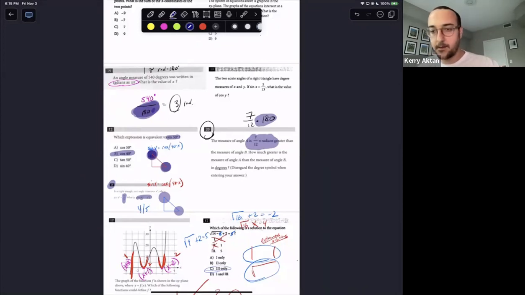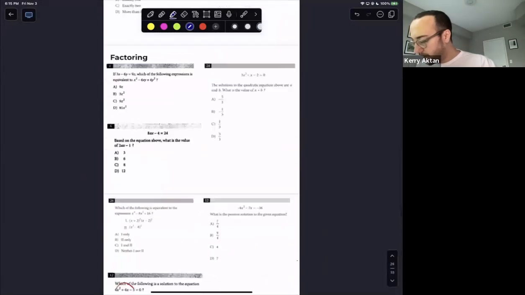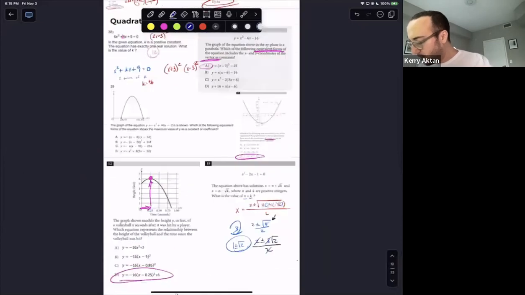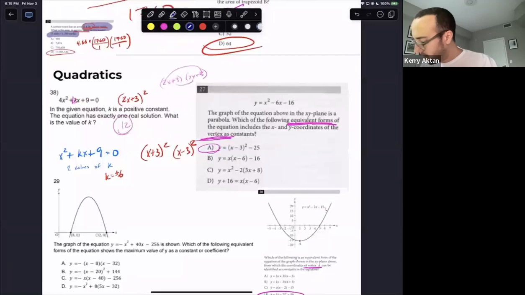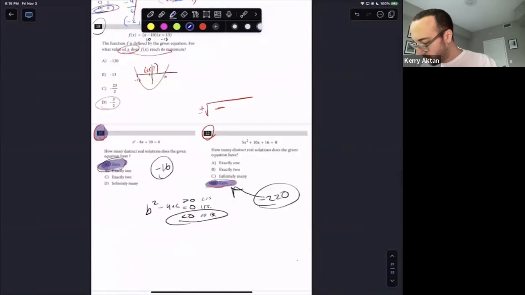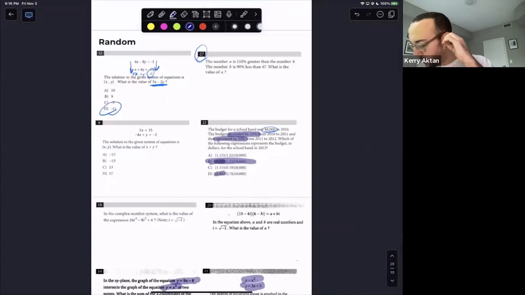Derek, good luck tomorrow. I'm going to do 27 on the quadratics first. 27 on the quadratics first. Where is it? Can we do 27 on random? 27 on random.